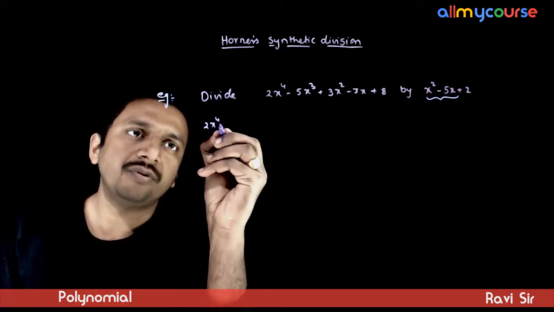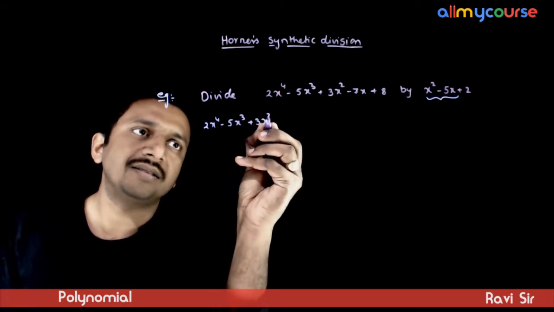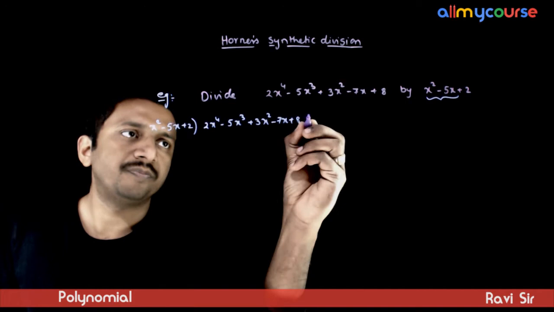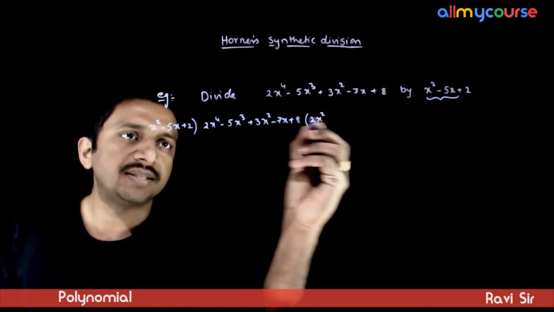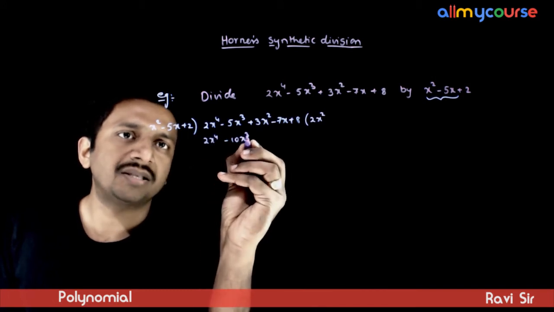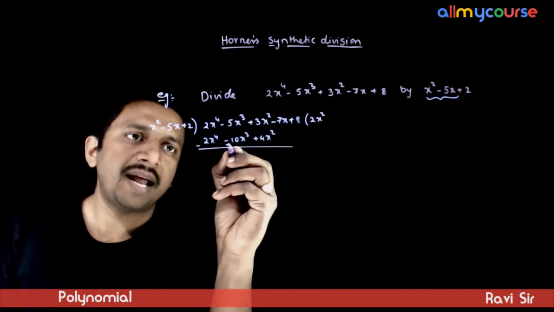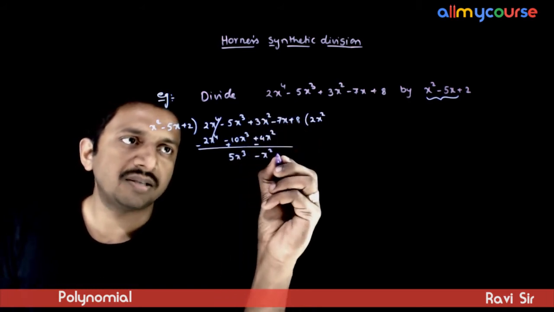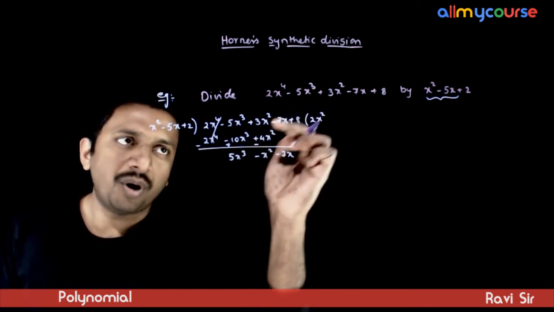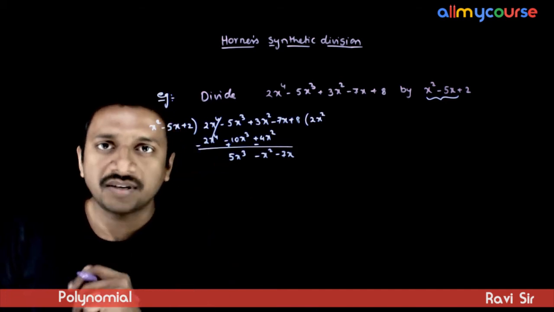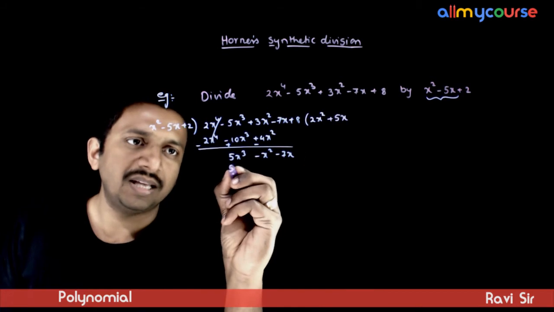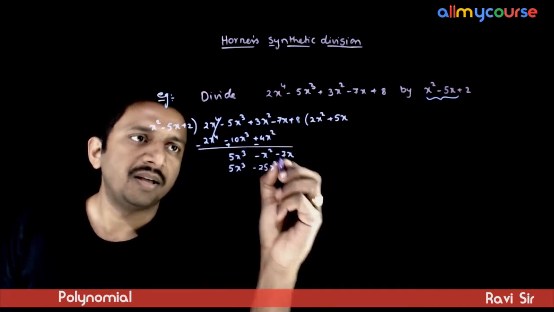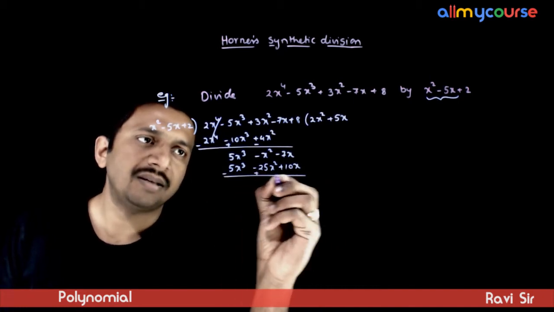First, 2x^4 minus 5x^3 plus 3x^2 minus 7x plus 8 divided by x^2 minus 5x plus 2. So x^2 into 2x^2 is 2x^4 minus 10x^3 plus 4x^2, subtract. 10x^3 minus 5x^3 is 5x^3, 3x^2 minus 4x^2 is minus x^2, and you borrow the next term, minus 7x. Now x^2 into what is 5x^3? x^2 into 5x is 5x^3, minus 5x into 5x is minus 25x^2, plus 10x. Minus, plus, minus.